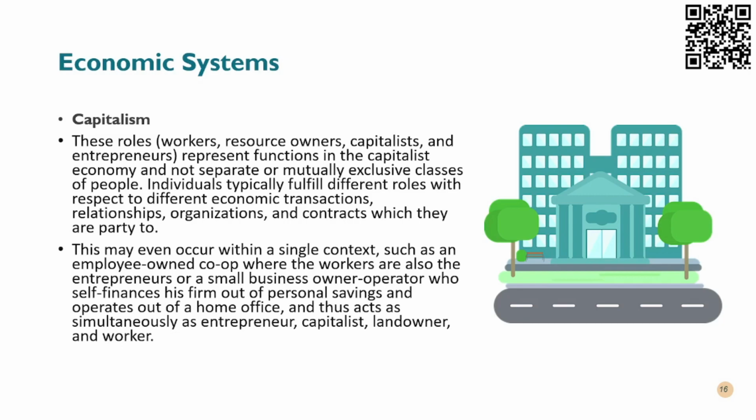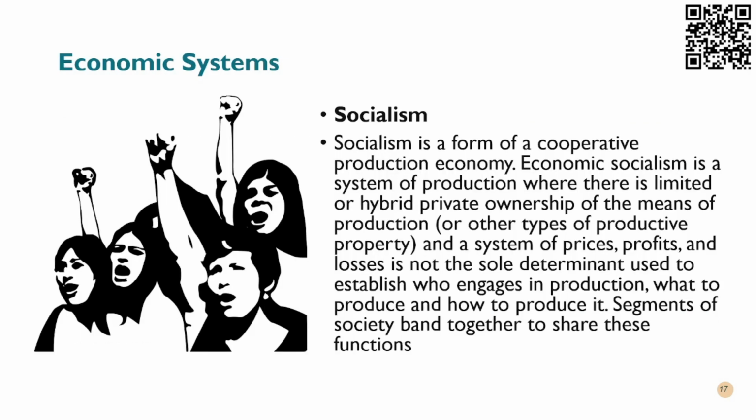So in an economic system which uses capitalism, you are given the opportunity to decide for your own and determine your own fate. Now, next is what we call socialism. Socialism, by the way, capitalism is a free market economy as discussed previously. Now, socialism is a form of a cooperative production economy.